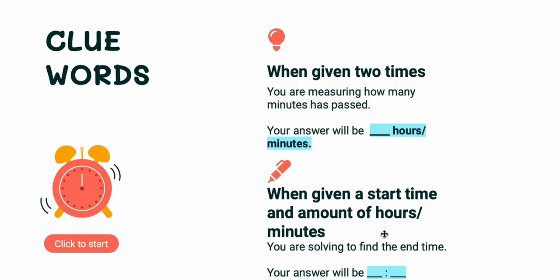Now, when you're given a start time and given an amount of hours or minutes, then you're trying to find the end time, and your answer will be in a time format. For example, if cupcakes went in the oven at 4:30 and they have to bake for 25 minutes, what time would you take them out? You would have to take them out at 4:55.